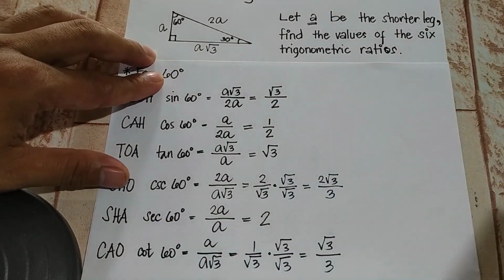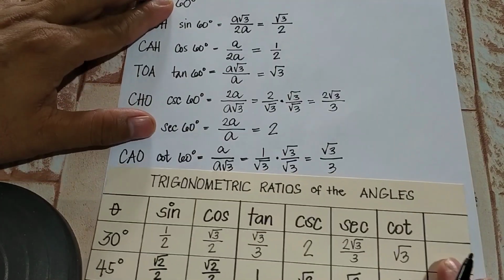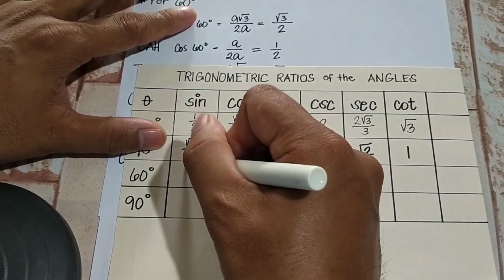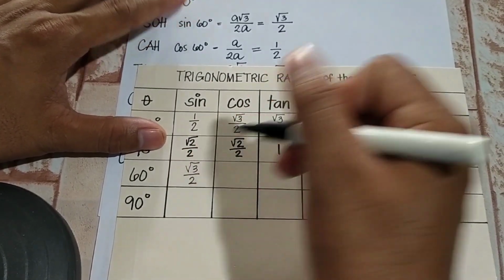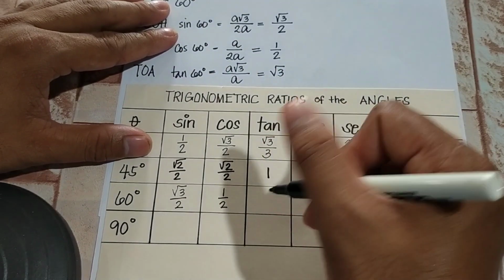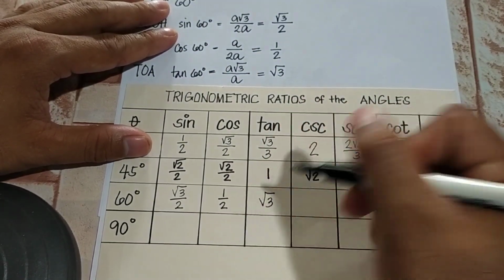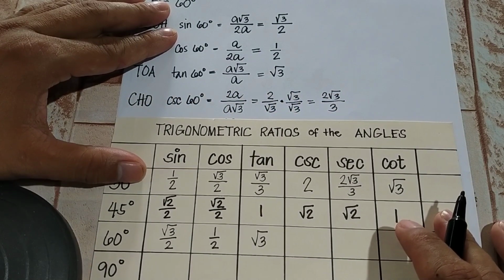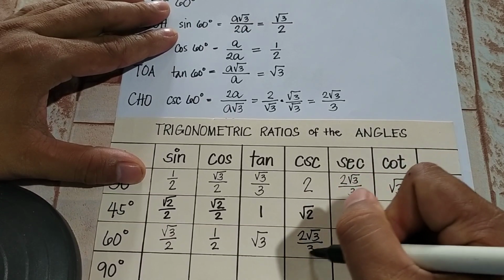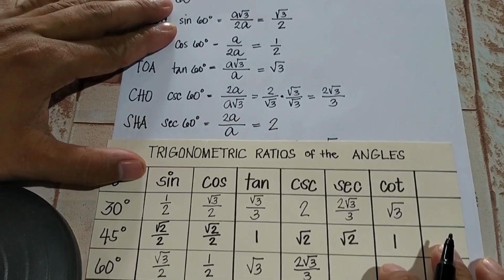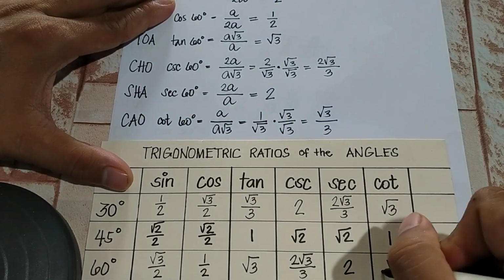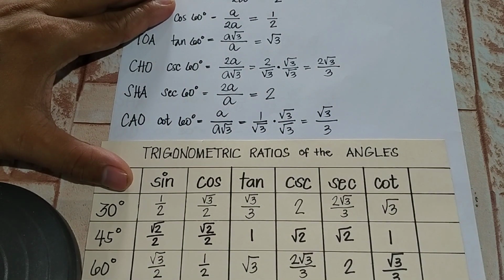Okay. So writing it on our table of values, sine 60 is square root of 3 over 2. Cosine 60 is 1/2. Tangent 60 is square root of 3. Next, cosecant 60 is 2 square root of 3 over 3. Secant 60 is 2. And lastly, cotangent 60 is square root of 3 over 3. Is that clear?